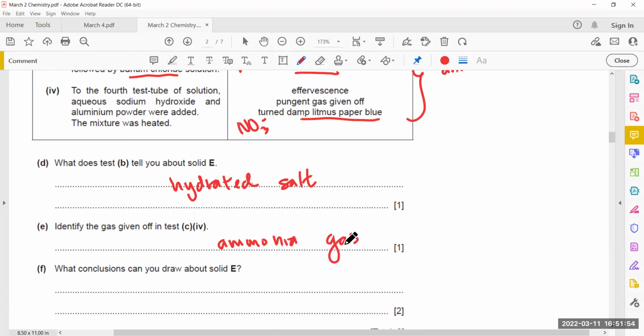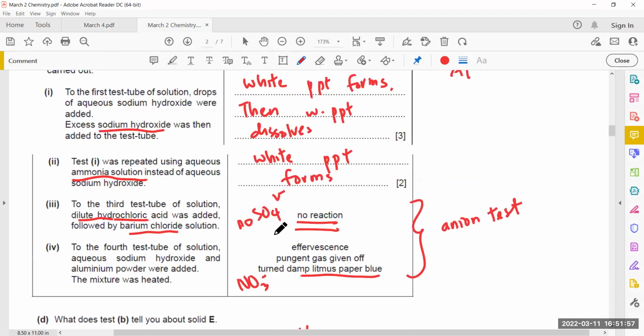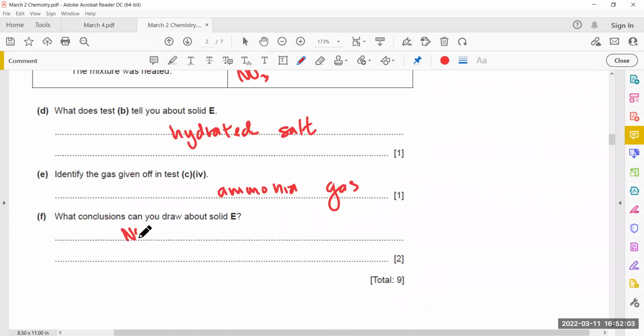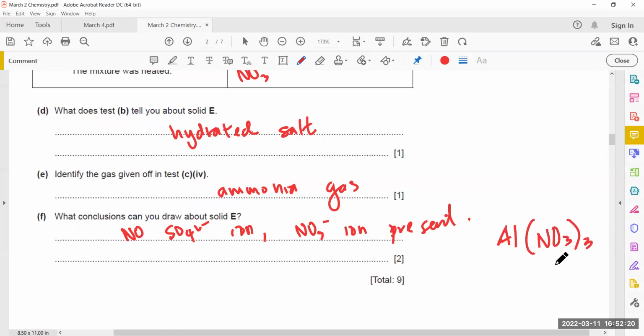Okay. What conclusion can you draw about solid E? So no sulfate, but has nitrate. Can you say it's aluminium nitrate? Yes. If you say it's aluminium nitrate, you get 1 mark. Teacher, how come I don't get 2 marks? Because they already tell you it's aluminium. But in telling me there's nitrate, you get 1 mark. The other mark is for telling me there is nitrate but no sulfate. Okay? Do you all understand?